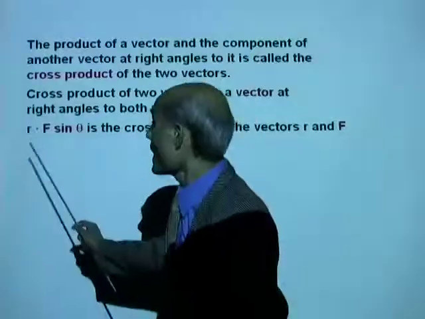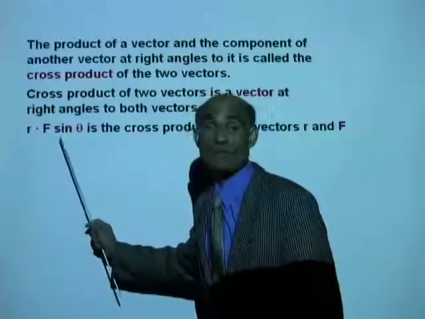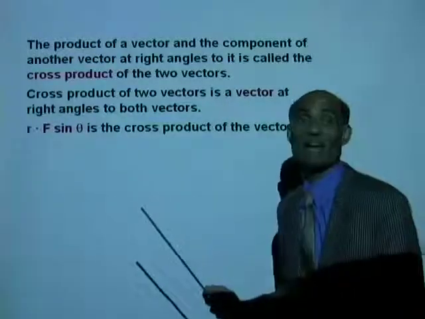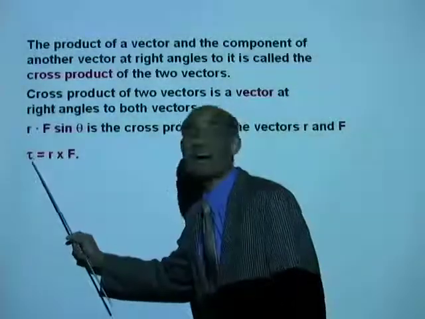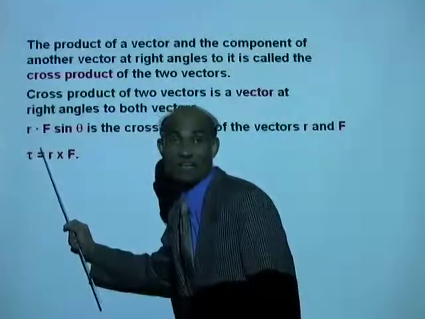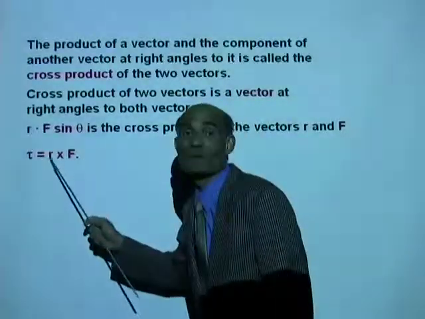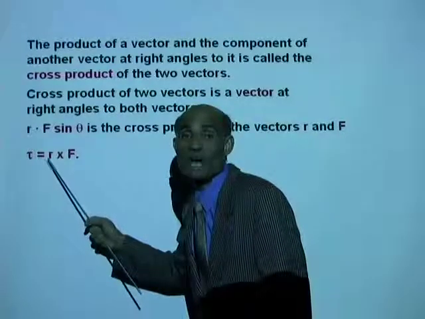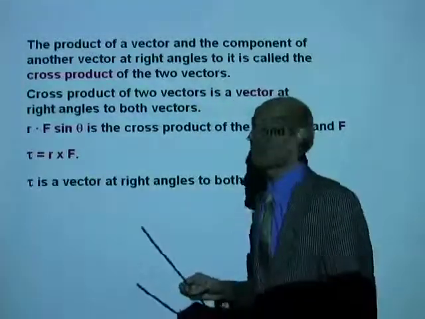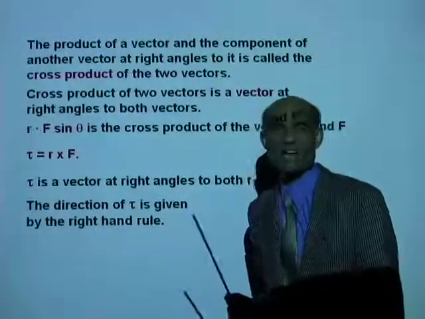So r times f sine theta, which is the torque produced by the force, is the cross product of vectors r and f. And we write it like this: tau equal to r cross f. And tau is a vector quantity. It has a direction. What is the direction of tau? Tau is directed at right angles to both the r vector and the f vector. The direction of tau is given by the right hand rule.